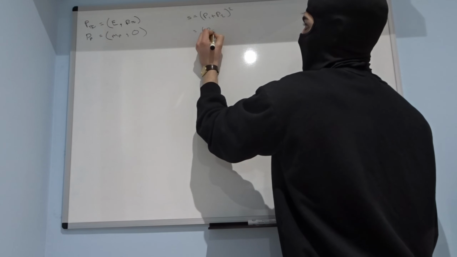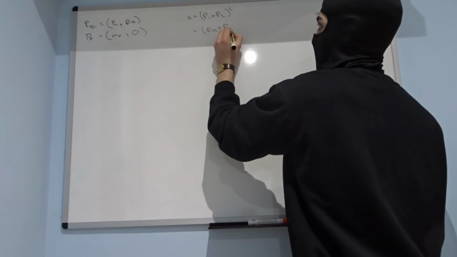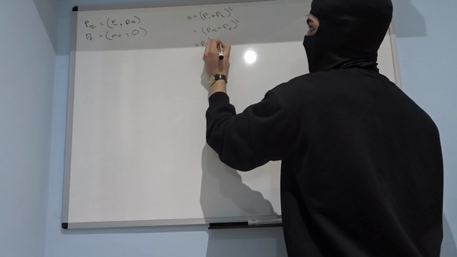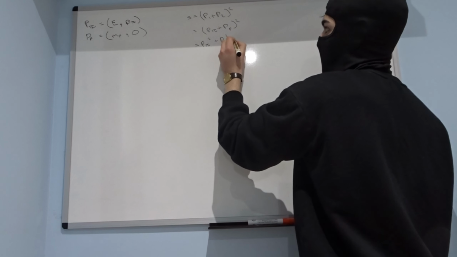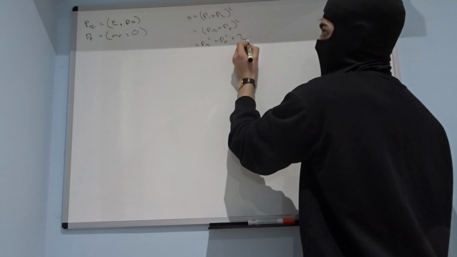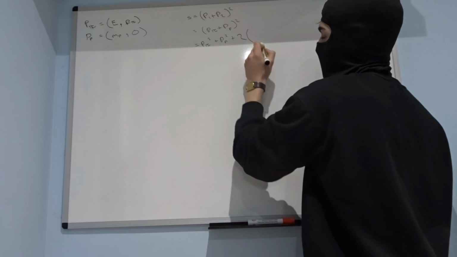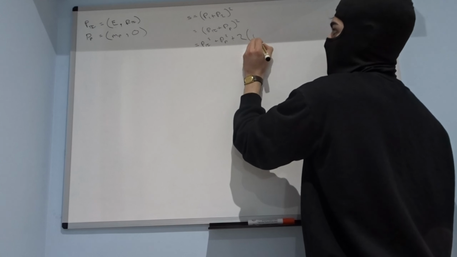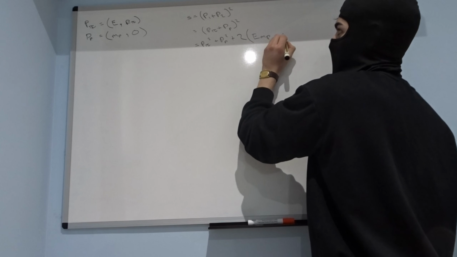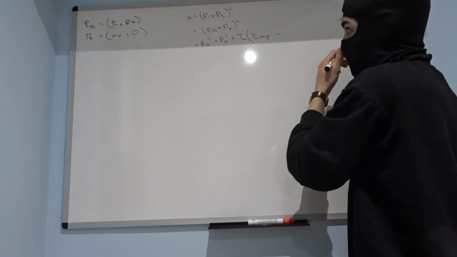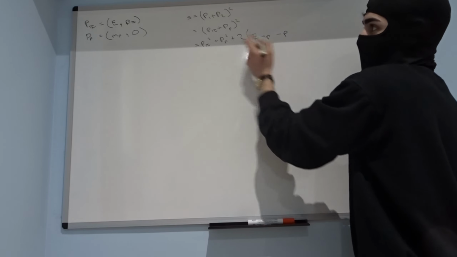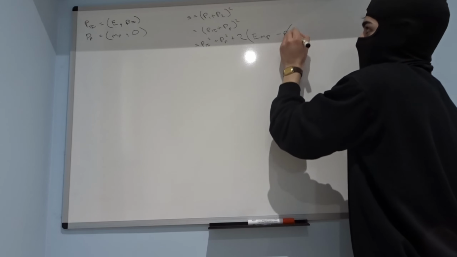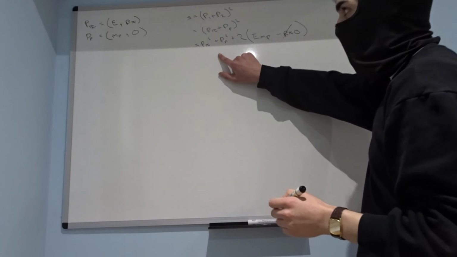We get p pi plus p proton. When we square this, we get p pi squared plus p proton squared plus 2 of the energies, which is just E and the mass of the proton, minus the momentum, and the momentum of that was 0, which just cancels. So we're left with this.